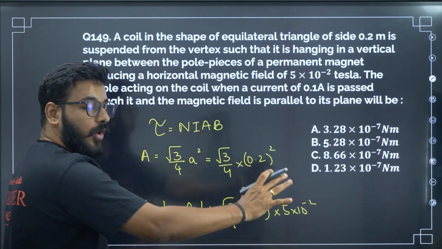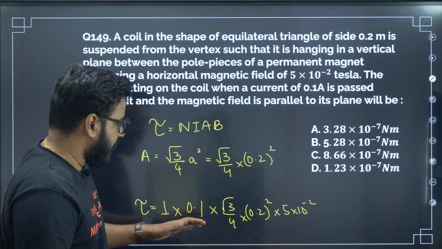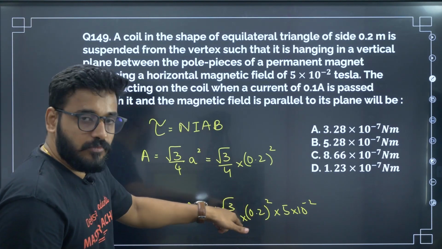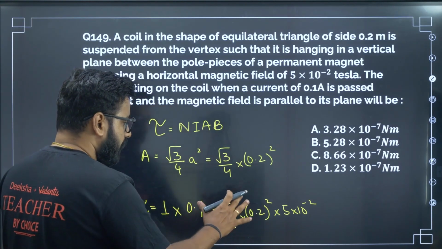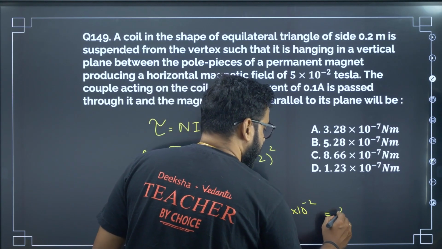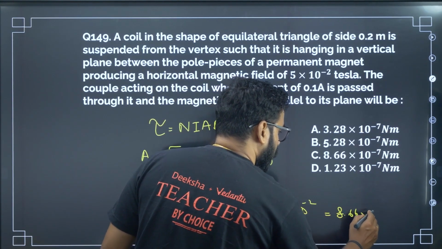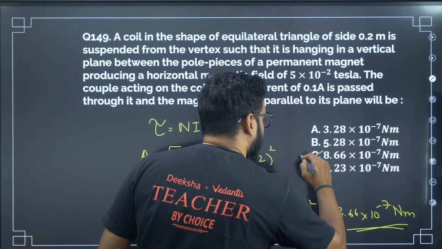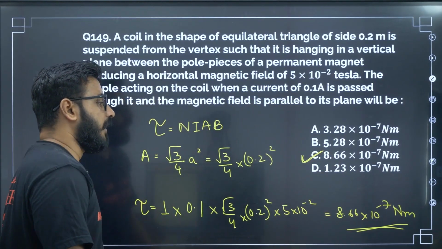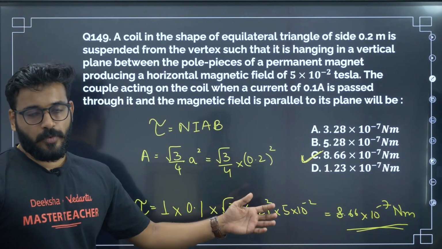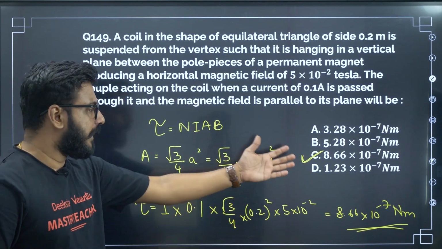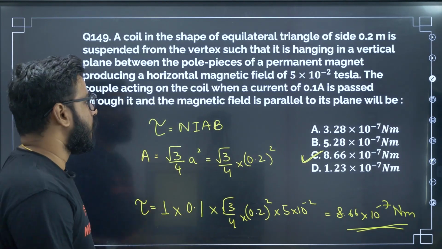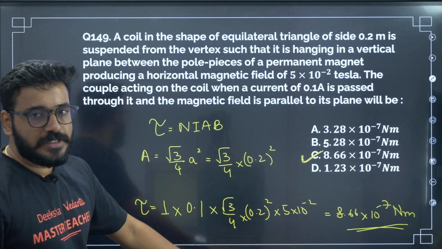So when you multiply all of this, you can just check it yourself. Common terms will cancel, 0.2 square, 4, some factors will get cancelled, and ultimately you will get the answer as 8.66 into 10 to the power minus 7 Newton meter. The correct answer is option C. Okay, the final answer is 8.66 into 10 to the power minus 7. So you can check the calculation yourself. If at all there is any contradiction, please let me know, students. Alright, so very simple question.